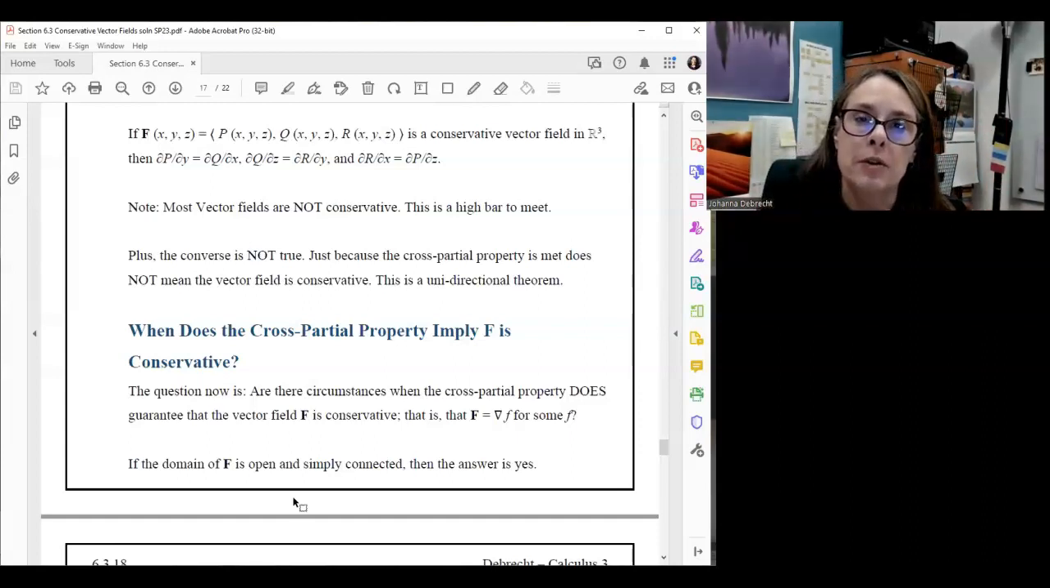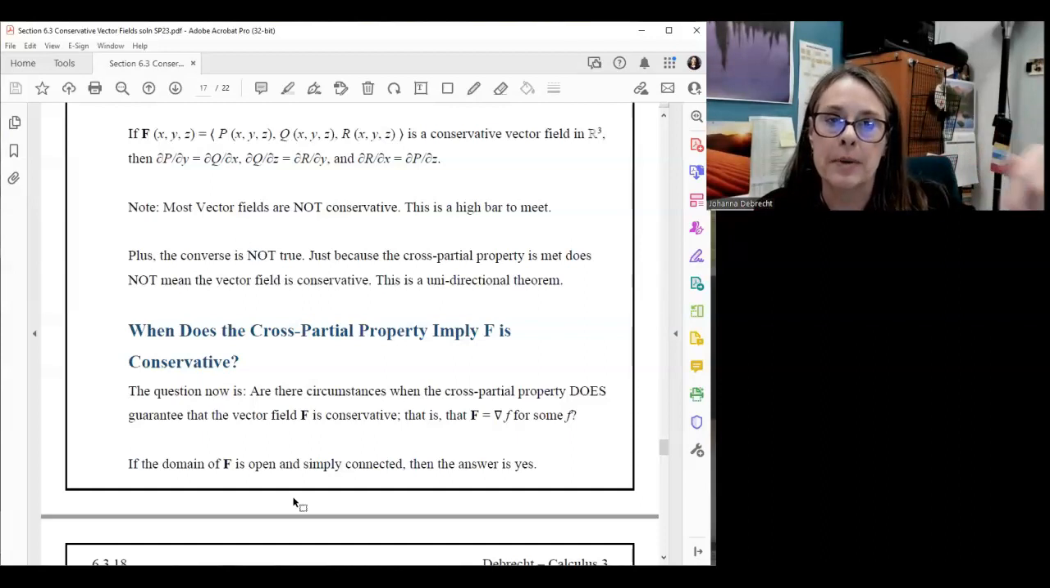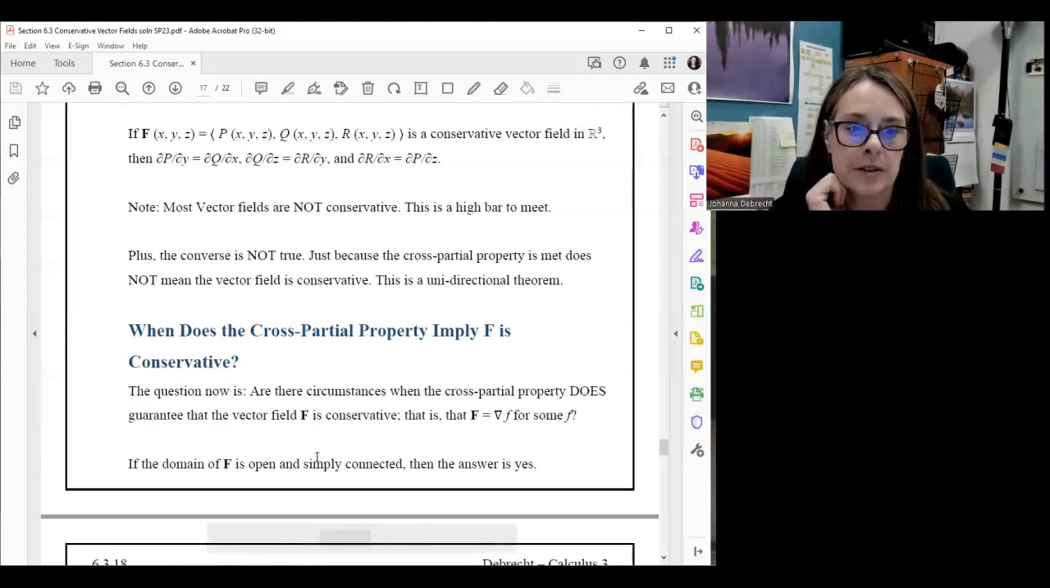So the answer to our question is yes, there is a way to use the cross-partial property to prove that a vector field is conservative if the domain is also open and simply connected. All right, so path connected again means you can get from point A to point B in the region without leaving the region. So it's got to be open, which is easy to establish. It's got to be simple, can't contain a hole if it's 2D, and have a tunnel all the way through if it's 3D, and it has to be path connected. You have to be able to get from point A to point B within the region without leaving the region.